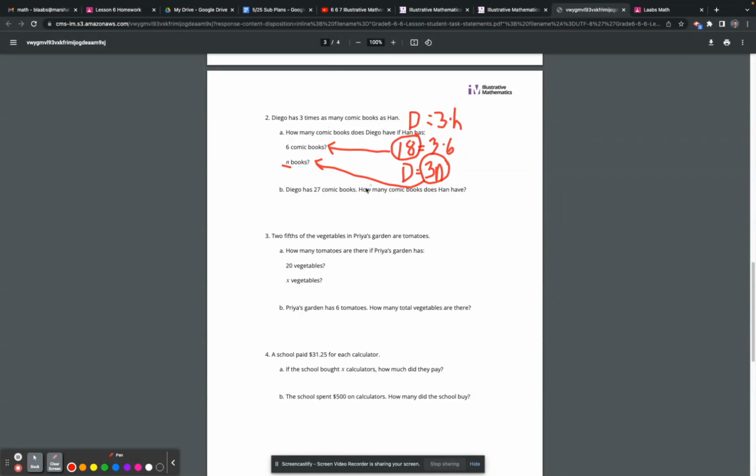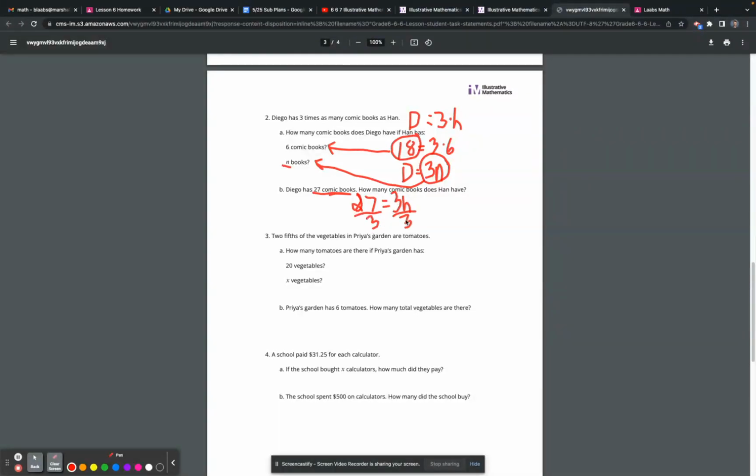Diego has 27 comic books. How many comic books does Han have? So I could, again, use this equation and replace D with Diego's amount because they tell us Diego has 27. 27 equals 3 times Han's amount, which we are looking for. So that's why I wrote 3h. That's 3 times Han. So I have to think, what do I have to do to get h by itself? I have to undo this 3 times h. So I have to divide it by 3.